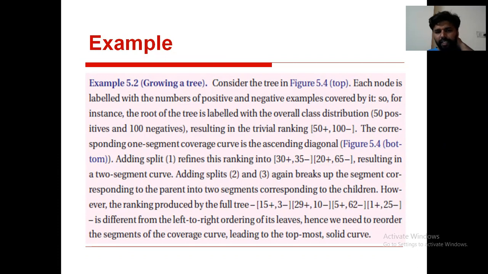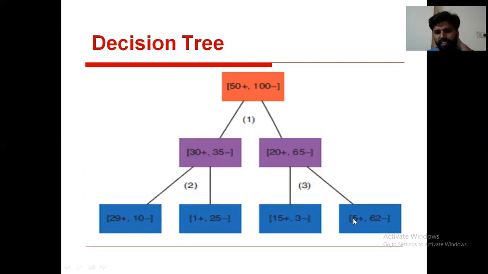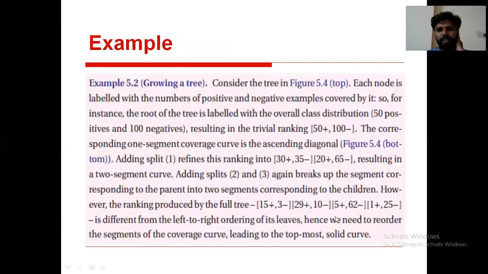Here, the bottom layer is treated as leaf nodes. See, 15 positives and 3 negatives is 1 segment, 29 positives and 10 negatives is 1 segment, 5 positives and 62 negatives is 1 segment, 1 positive and 25 negatives is another segment. Here, we're counting these from left to right order, right?